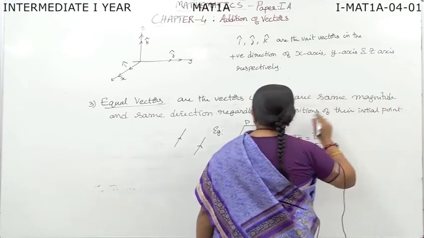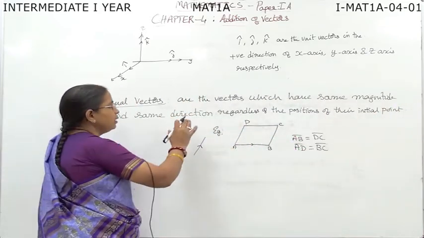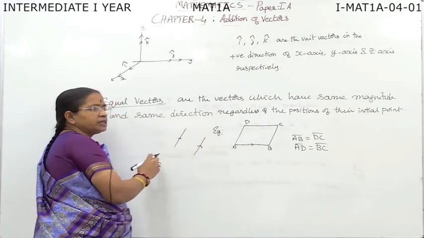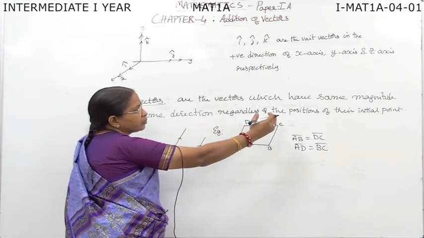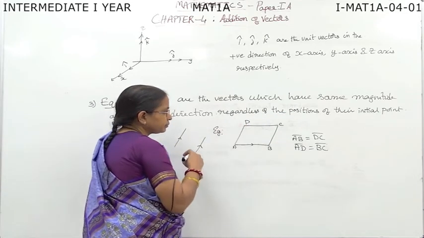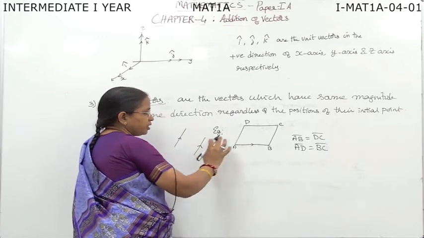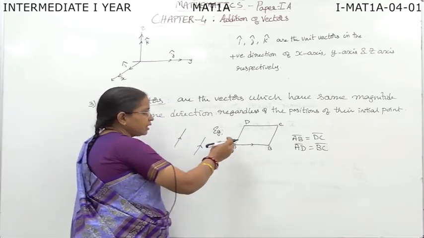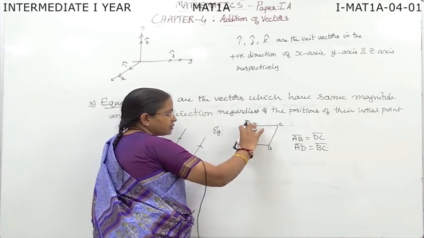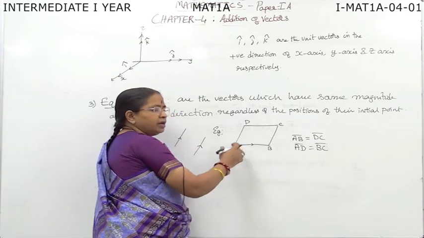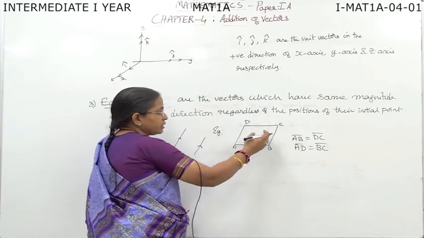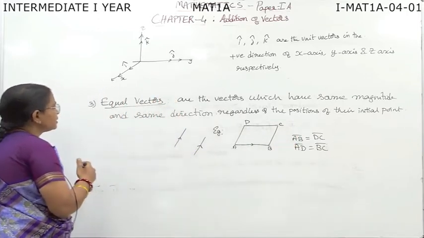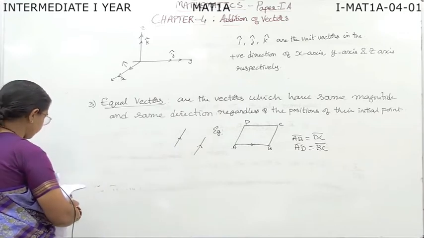So then the initial point need not be the same. So this is about equal vectors. Vectors which have the same magnitude and same direction, regardless of the positions of their initial points. Their initial points need not be the same. Like vector AD and vector BC are two different vectors having different initial points, but they have the same length and same direction. In a parallelogram, we can see opposite sides are equal, so opposite side vectors are equal. So this is about equal vectors.